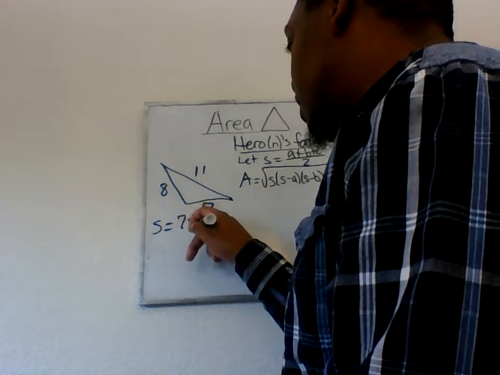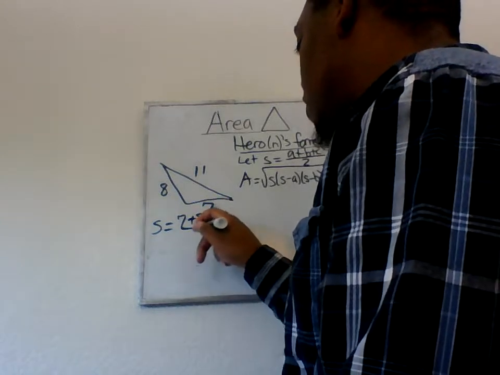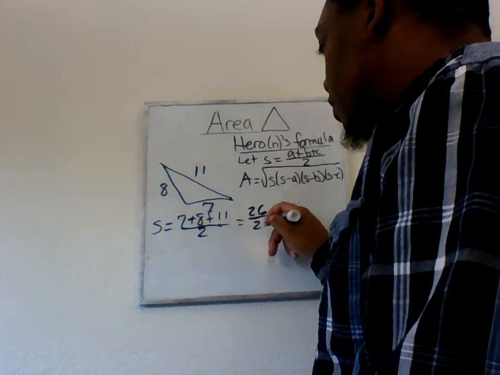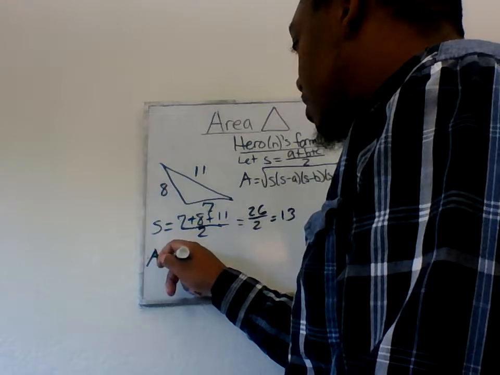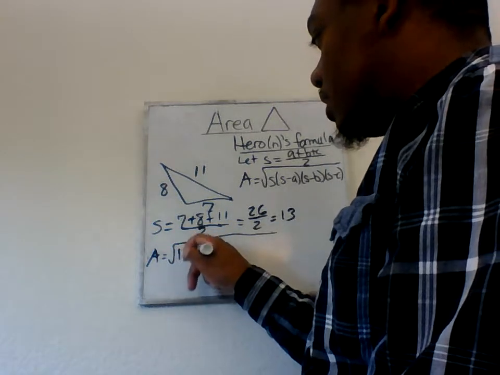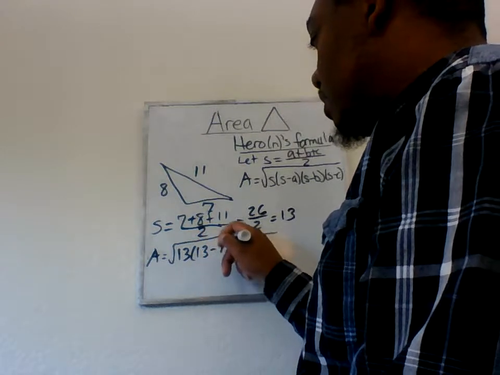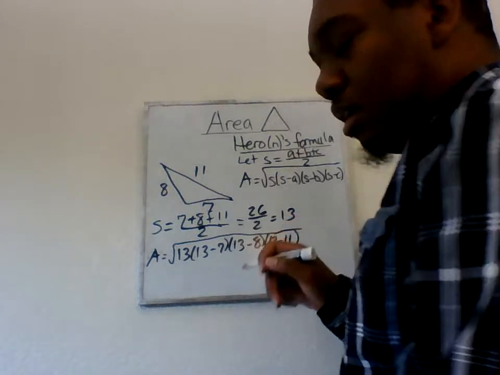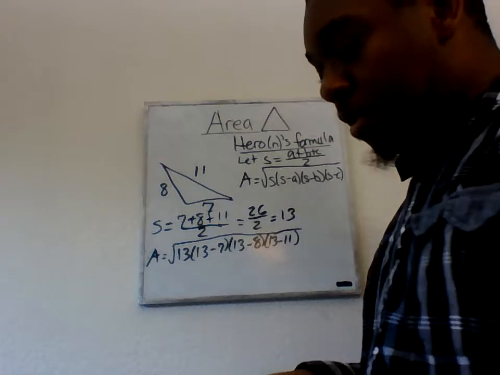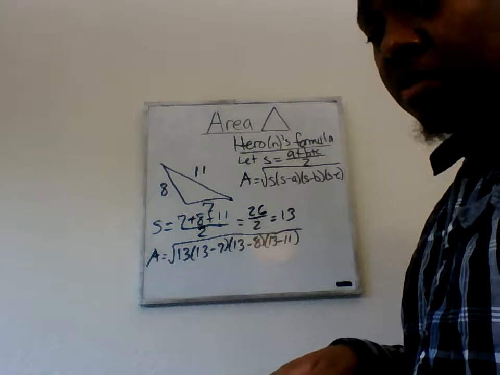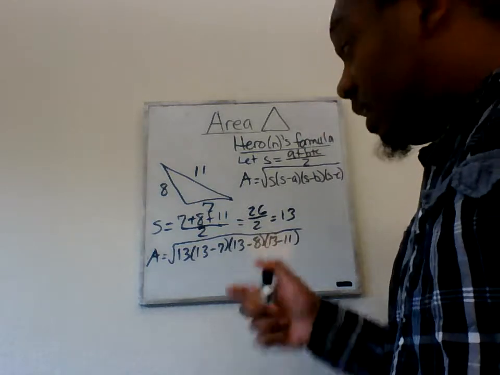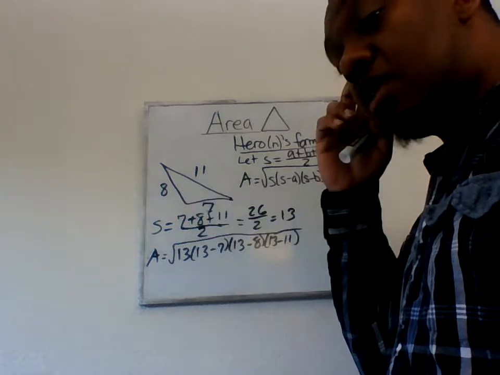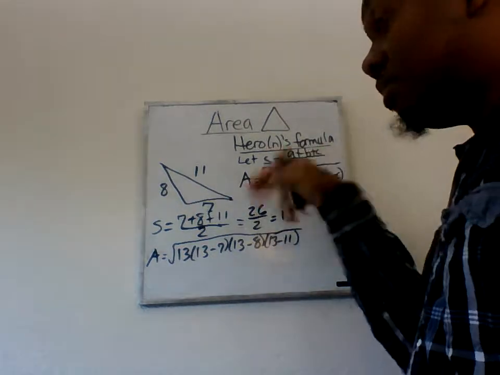S would be 7 plus 8 plus 11 over 2. So I would get 26 over 2, which would be 13. And now let's find the area here. So we get 13, 13 minus 7, 13 minus 8, and 13 minus 11. Now, if you're curious how I knew that that wouldn't be a triangle we had before, there was an issue. We ended up having a negative inside the square root here, which means it wouldn't exist in what we're looking at. So another thing is that when you add 2 sides of a triangle, it always must be greater than the third side. So 2 plus 3 would not have been greater than 11.